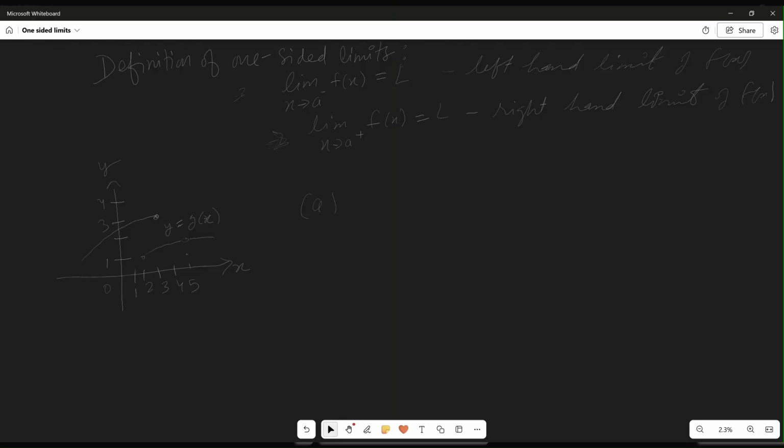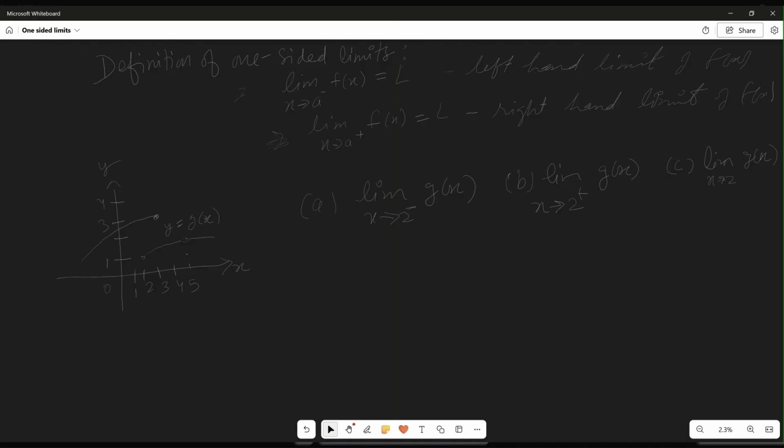For example, find the limit as x approaches 2 from the left-hand side of this function g(x), or similarly the limit as x approaches 2 from the right-hand side, or c, find the limit as x approaches 2 of this function g(x). Okay, so how are we going to look at this kind of problem?